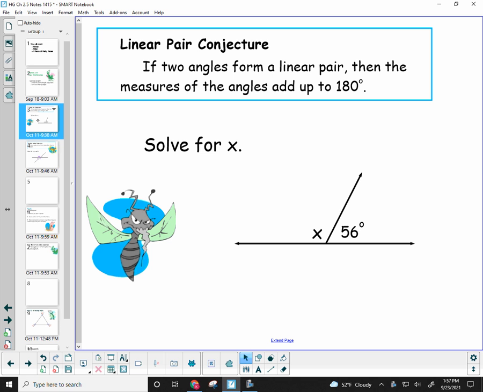So the linear pair conjecture says that if two angles form a linear pair, then the measures of the angles add up to be 180 degrees. Not surprising to you, right? We've done this. We've talked about this. So take a second here. I want you to solve for x.